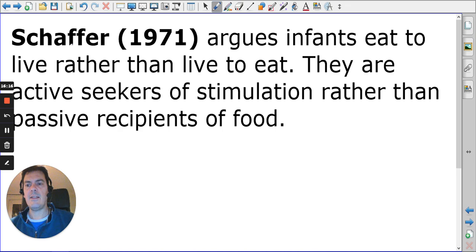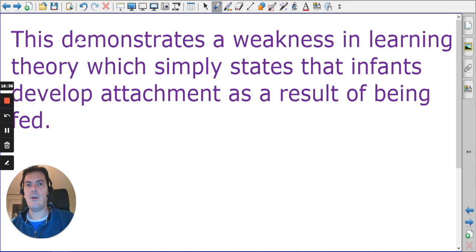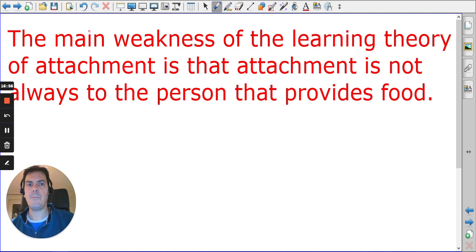Very kind of lovely thing to say, especially as maybe a few mothers might not feel this when they are tired and often feeding their babies and not feeling appreciated in many ways. Babies are active seekers of stimulation. We saw this in the caregiver-infant interaction. So we know that actually the learning theory is not a suitable theory to explain why attachment happens, because it simply says that attachment develops as a result of being fed. Okay, so food is not that important.